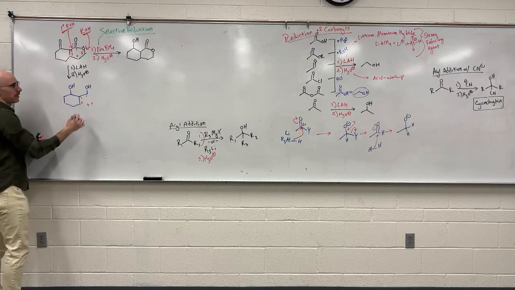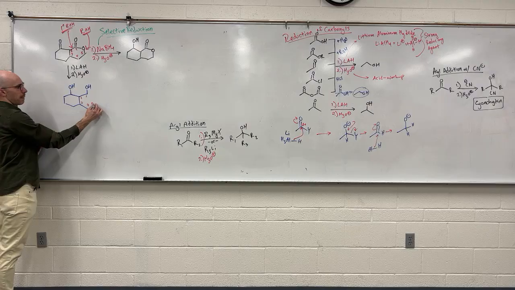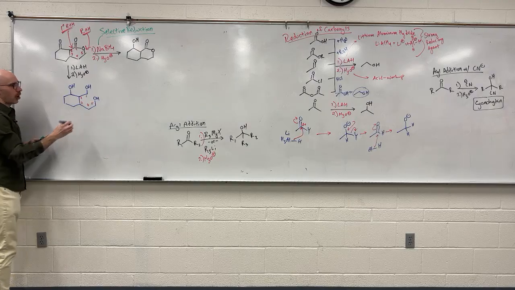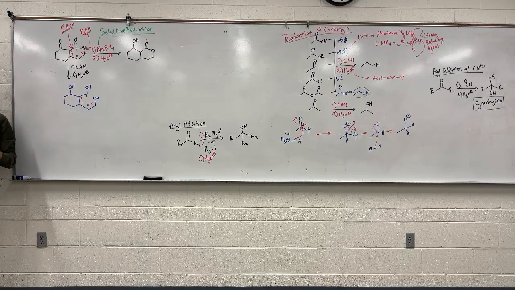1 becomes a primary alcohol, and 5 now also becomes a primary alcohol, my variable alcohol. I just split open a ring. I took a cyclic ester and I reduced it into a diol. And by doing that, the ring opened up. That doesn't always happen when you reduce an ester.